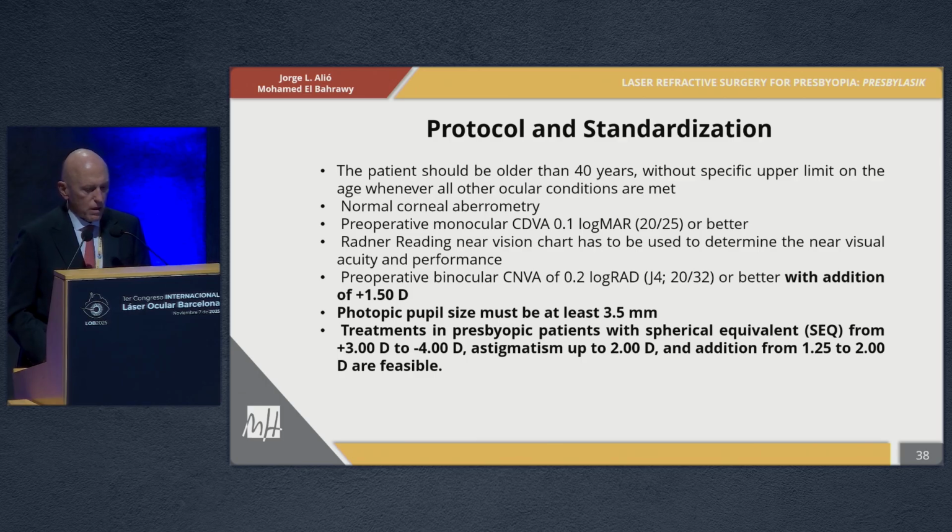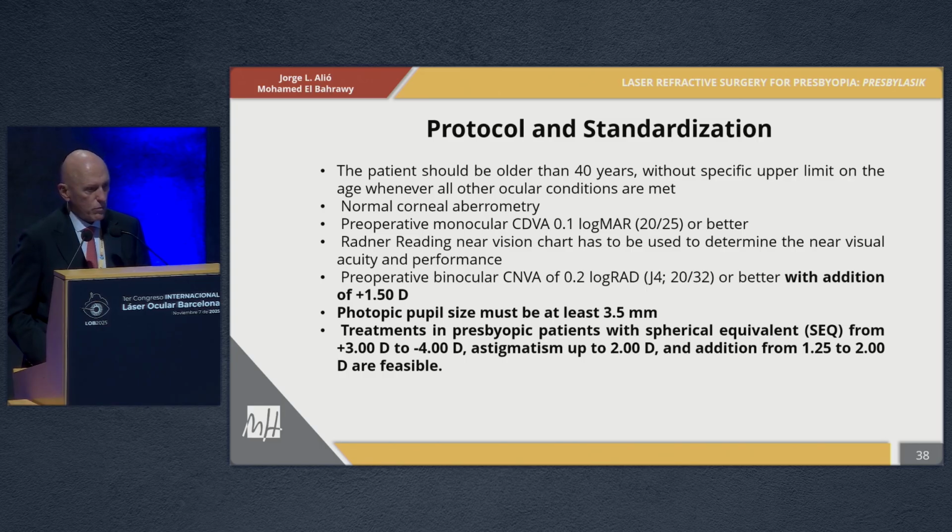Patients should be older than 40, and there's no maximum limit of age. Normal corneal aberrometry, corneal LOB20 must be normal, and far vision must be normal, with a near vision which allows them to read J2 with an addition of 1.5. This is the ideal patient for the basic Presby LASIK, and from then on you have to use the hybrid one.